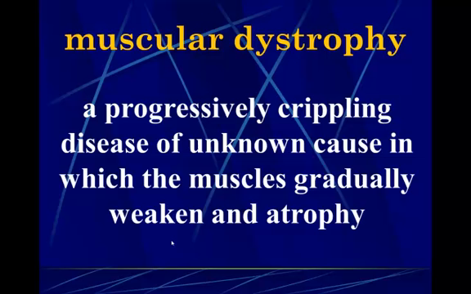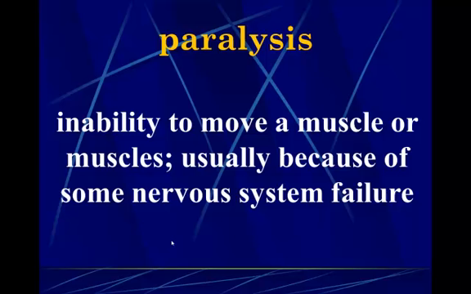Muscular dystrophy is a progressively crippling disease. It's of unknown cause, and for some reason, the muscles just start to weaken and atrophy and waste away. Paralysis is the inability to move a muscle or muscles, and sometimes that's because of an accident where you break your neck or break your vertebrae, and that then paralyzes you because the spinal cord is severed somewhere. Or it could also be through diseases and other things.